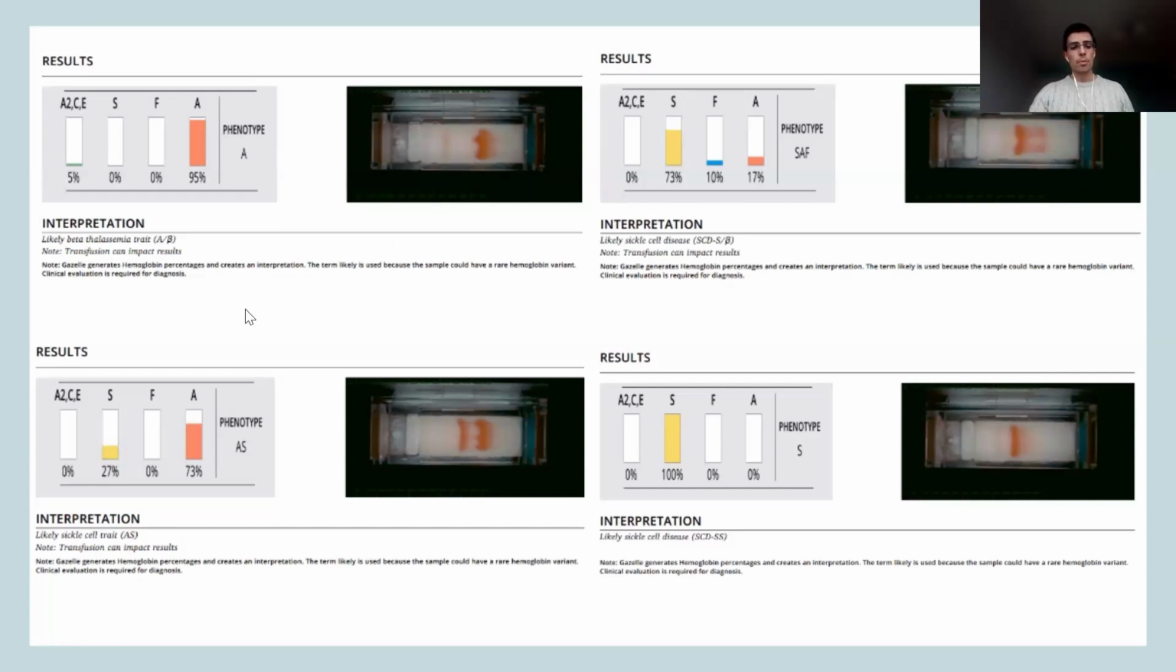Various other phenotypes were tested. A sickle cell carrier actually showed a good result, where the majority of A was detected alongside the S, giving again a likely sickle cell trait diagnosis.